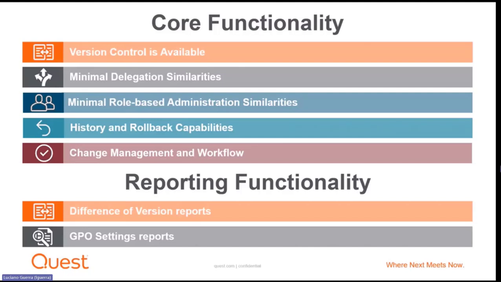AGPM will give you reports on the differences between versions of a single GPO, as well as GPO settings reports to show what is set in the specific policy, but that is where its reporting capabilities stop, making it hard to compare multiple GPOs in the environment to see if there is any overlap.